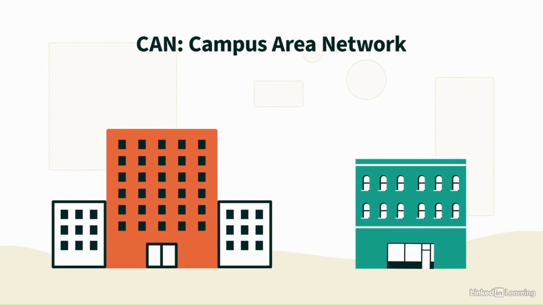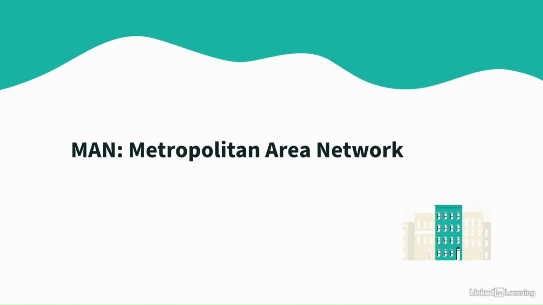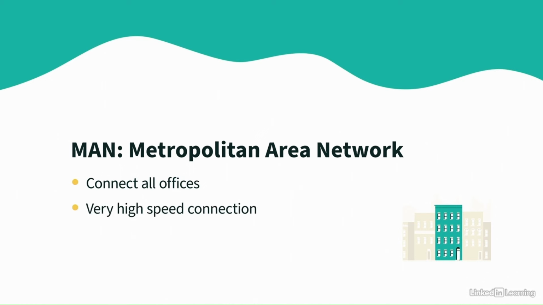A campus area network, or a CAN, can interconnect nearby buildings, each of which has a LAN within the building. We oftentimes see this in university or business campuses. Some businesses have multiple locations spread across a large metropolitan area. The great news is some large cities like Chicago have a metropolitan area network, or a MAN, available, which allows a business to connect all of their offices to a MAN. And then those different offices can communicate between one another at a very high speed.